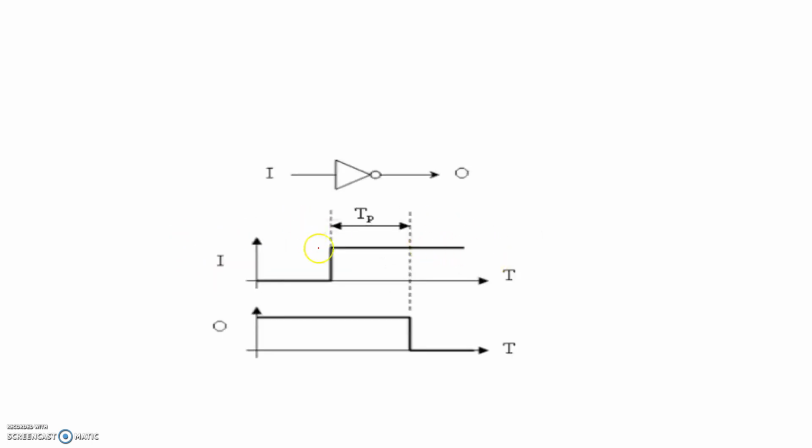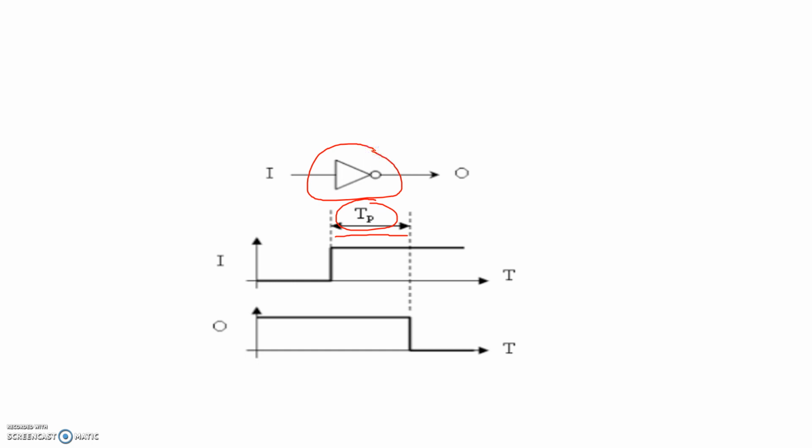Basically, here I have shown the propagation delay introduced by this NOT gate. Suppose this is your input clock. At this particular instant the input clock goes from low to high. Here input is 0, so output should be 1. But as soon as the input goes from low to high, at that same time the output is not going from high to low. It takes some particular time TP, which is called propagation delay, to go from high to low. This is introduced due to the propagation delay of the NOT gate.